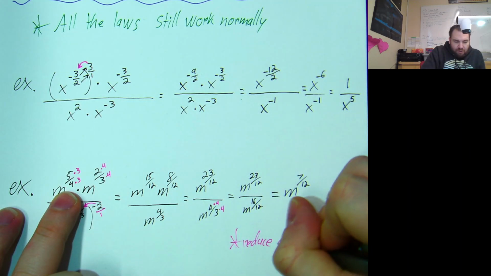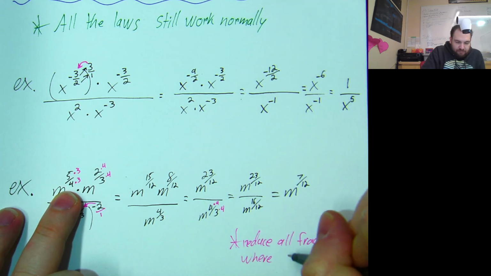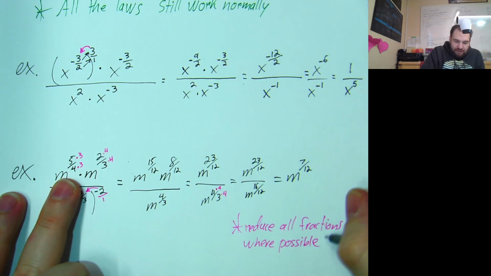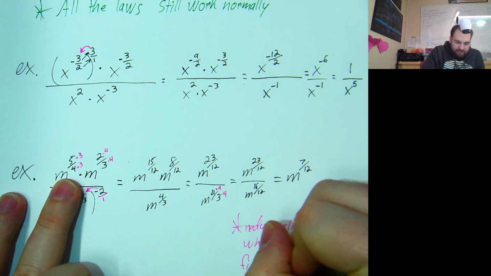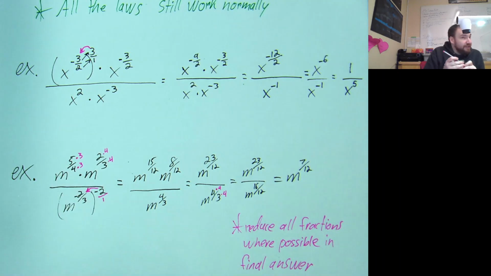Reduce all fractions where possible in your final answer. And now you guys are going to have calculators at your disposal, so that should become real easy to do. Especially if you have the Casios, because it'll do the actual reduction for you. It's pretty sweet. Okay. We cool? Yes.